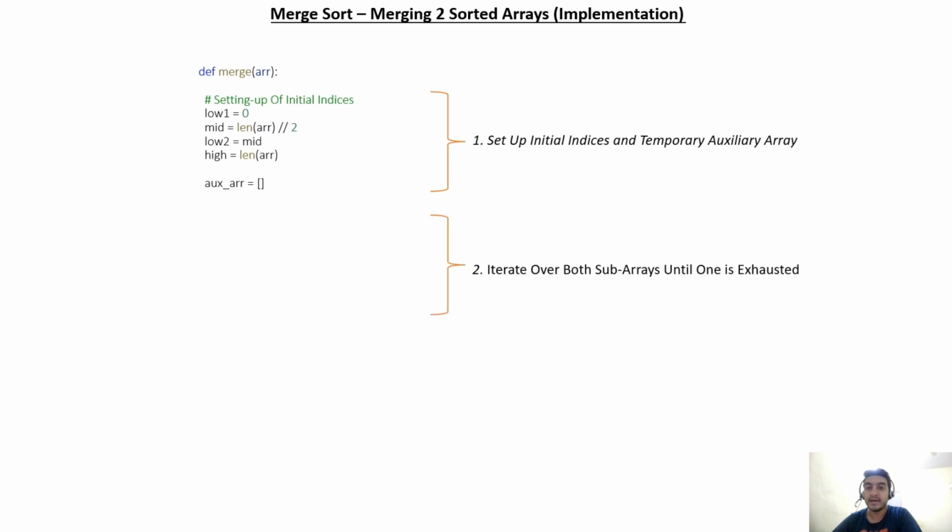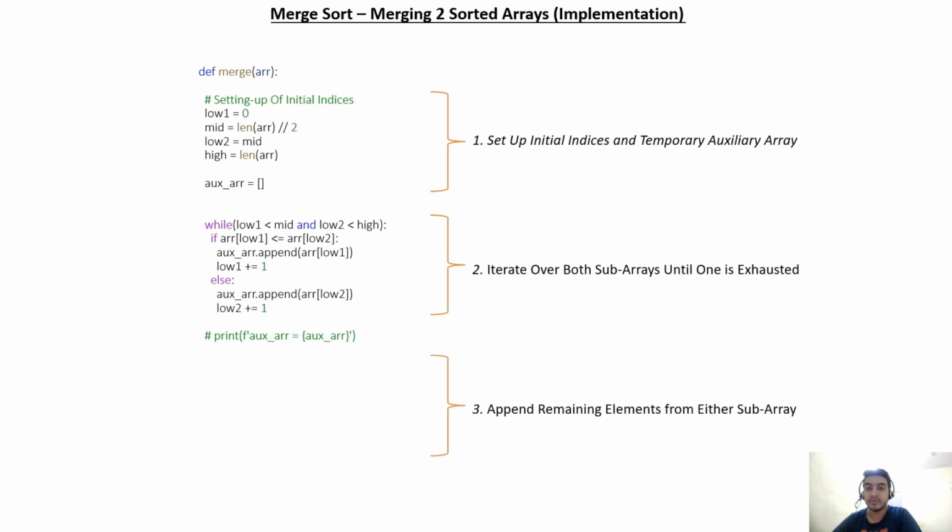Step 2. Compare and merge elements from both subarrays. Use a while loop to iterate over both subarrays as long as neither is exhausted. The loop condition, low 1 less than mid and low 2 less than high, ensures that we process elements from both subarrays until one of them is fully traversed. Step 3. Append remaining elements. If any elements remain in either subarray after the loop, append them directly to the auxiliary array. Finally, return the merged auxiliary array, which now contains all elements sorted in ascending order.